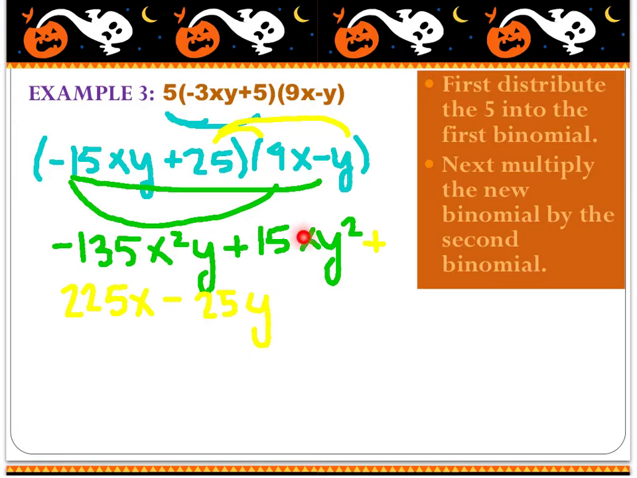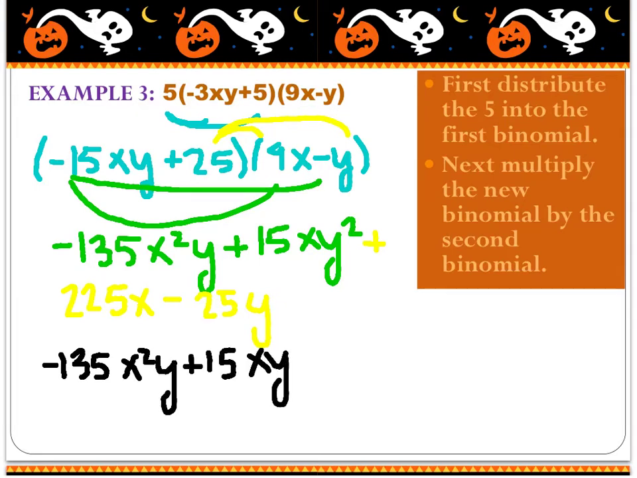Well, this guy has xy squared. This guy has x. This guy has y. So I don't have anybody that has the same last name. Here, nobody else with the same last name. Here, nobody else. So my final answer is actually this whole thing. Okay? So negative 135 x squared y plus 15 xy squared.